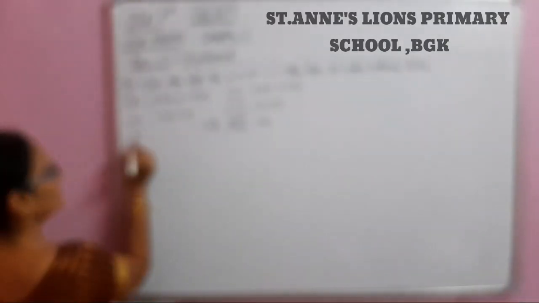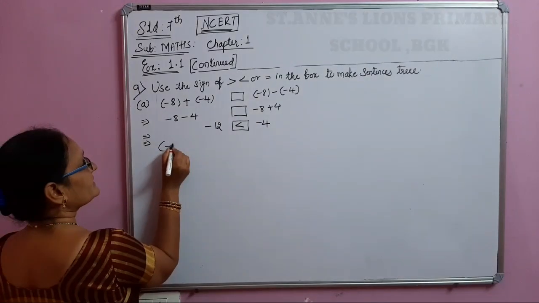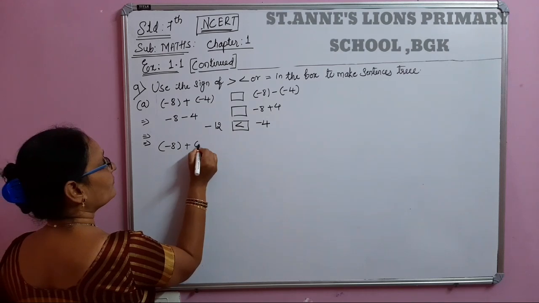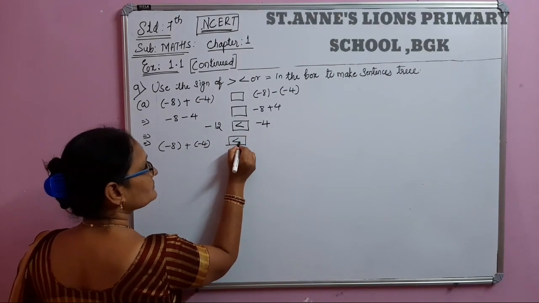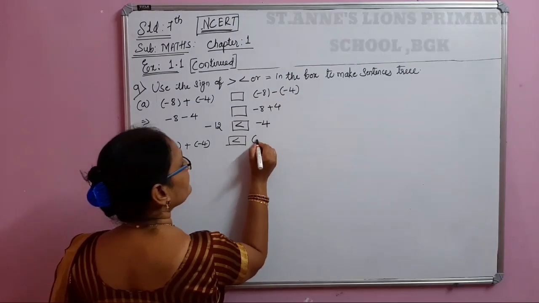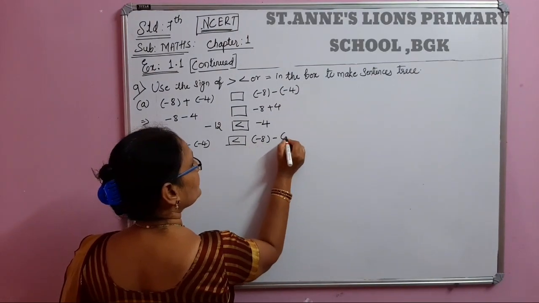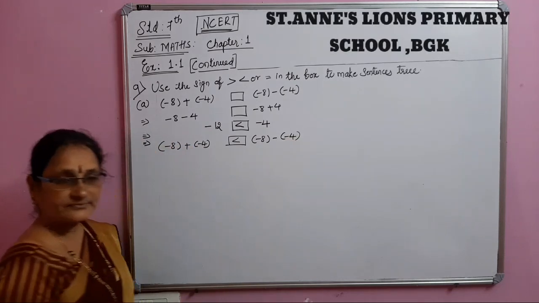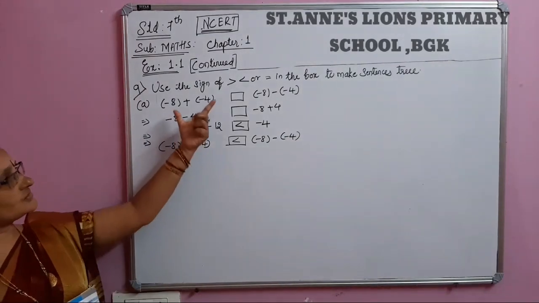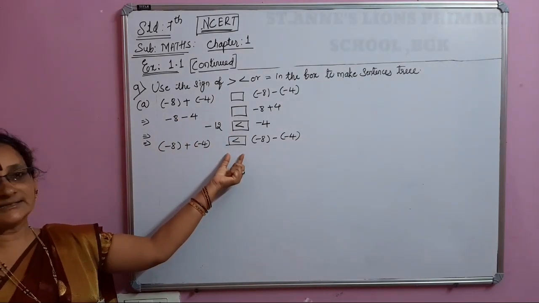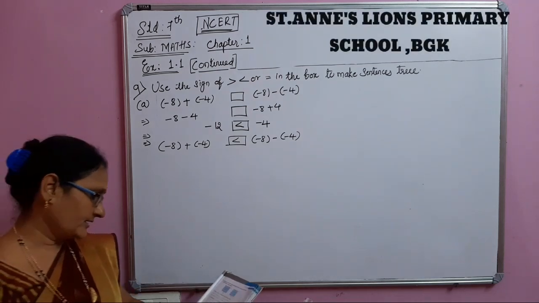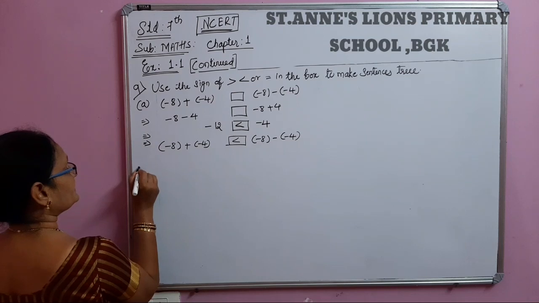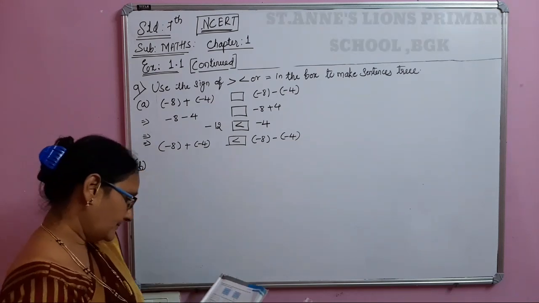So lastly, you have to write for minus 8 plus of minus 4, here in the box, smaller, than minus 8 minus of minus 4. This is the way of solving and understanding the sign. Okay, now the same way we solve B.